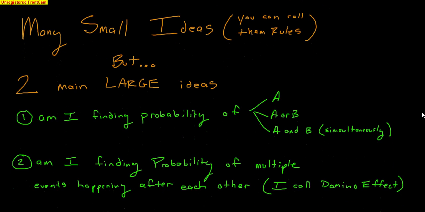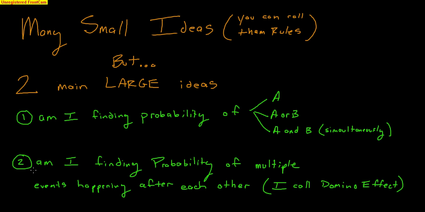Okay, now when we think about probability rules, there are a couple small ideas, and we call these rules, but there are two really main large ideas, which I'm going to talk about in this video. The first large idea is, am I finding a probability of a simple thing? Am I trying to find the probability of event A, just the probability that A happens? Or am I trying to find the probability of A or B, that A happens or that something else happens, B? Or what about the probability of A and B simultaneously happening? I'll talk a lot more in detail about that in a moment.